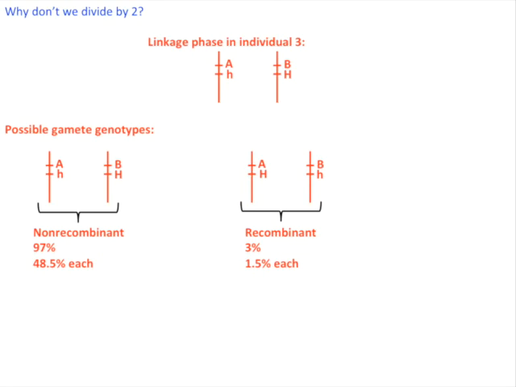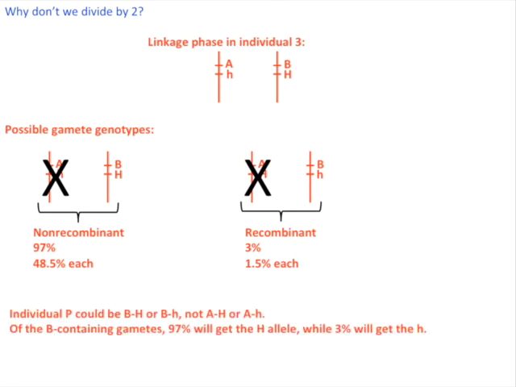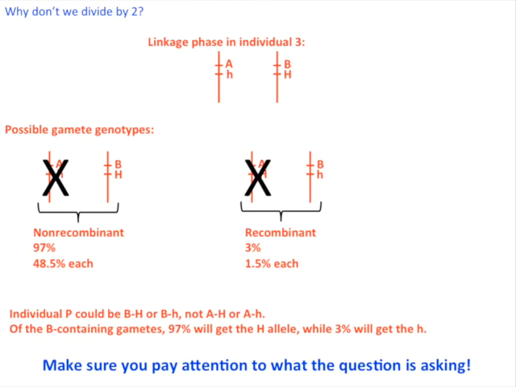But in individuals P and Q, we know which marker allele they inherited, so we use this information. For example, since we know that P inherited the B allele, we don't care about the fraction of A-containing gametes that have the big H versus the little h, only the fraction of B-containing gametes. So of the B-containing gametes, 97% will be parental and have the big H, and 3% will be recombinant and have the little h. So when you're looking at gametes overall, you divide by 2. But when you have some genotype information, you need to take that into account. Don't give overall probabilities when you should be ignoring the gametes that don't have the alleles you know to be present.